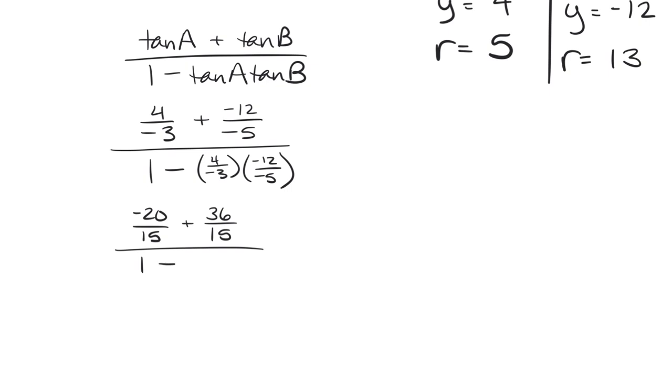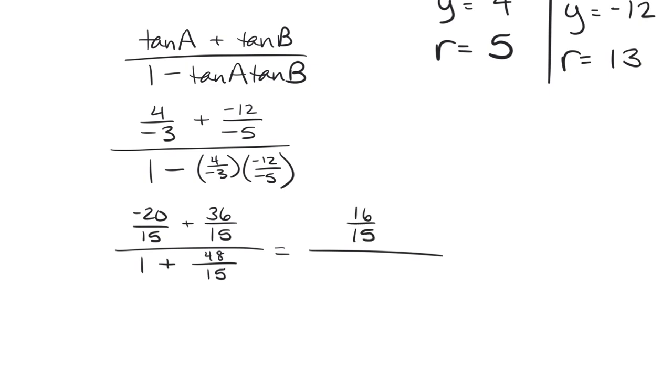Top times top, bottom times bottom for the bottom. 4 times negative 12 is negative 48. Negative 3 times negative 5 is 15. I have a minus though. What is minus a minus? Plus. So I'm just going to change that to a plus to clear some things up. Okay, so that numerator I can actually add. Negative 20 plus 36 is 16 over 15.